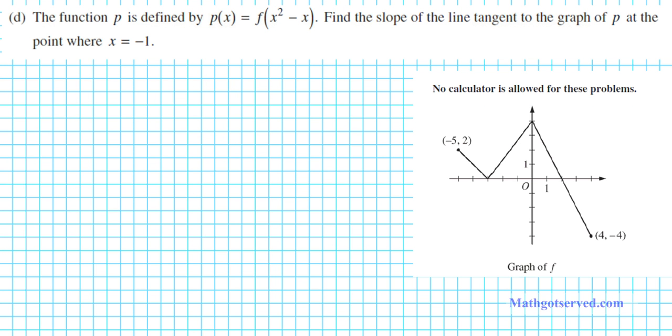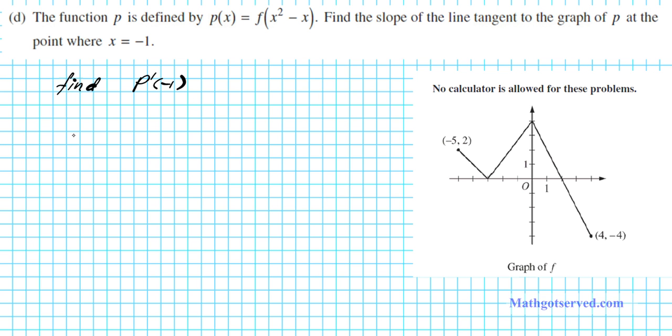All right, let's take a look at the D part. It says the function p is defined by p of x equals f of x squared minus x. Find the slope of the tangent line to the graph of p at the point where x is equal to negative 1. So this is a very straightforward problem. You just have to remember that the slope of a tangent line at a point is the same thing as the derivative at that point, right? So we're supposed to find p prime of negative 1. That's all we have to find, okay?